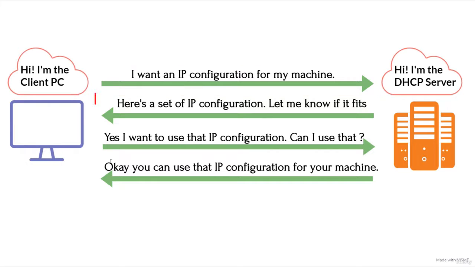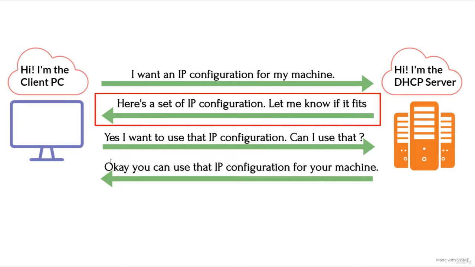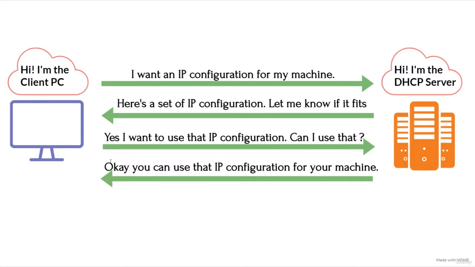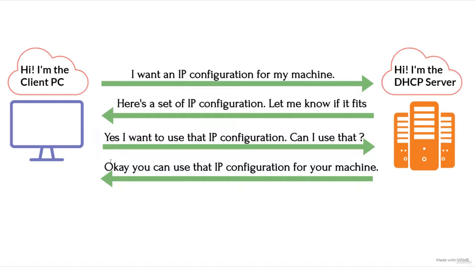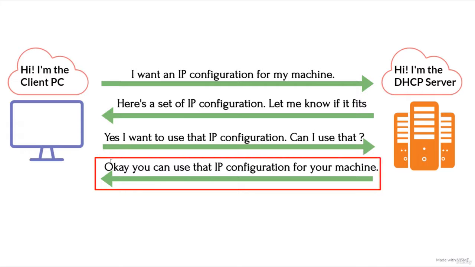Then the server sends a set of IP configuration and asks the client if it is good to use or not. In the third step, if the client likes and is comfortable working with that IP configuration, it tells the DHCP server that yes, I like this IP address, I want to use that. So it asks the DHCP server, can I use that? Finally the DHCP server says, yes, you can go on and use that IP configuration if it suits you.